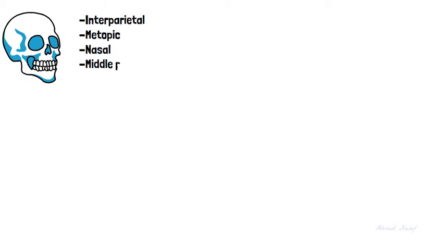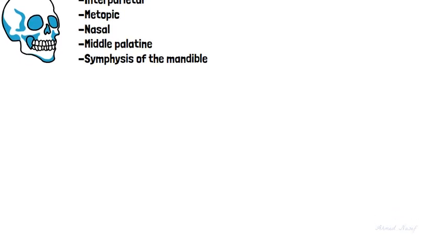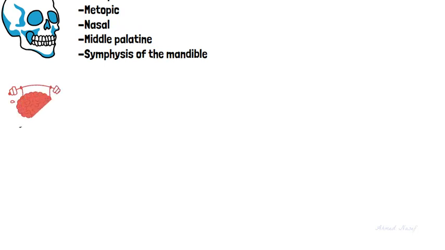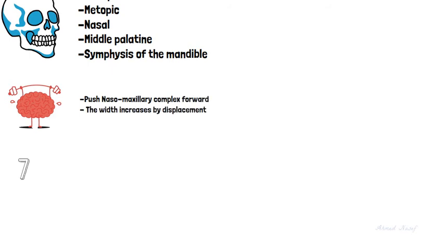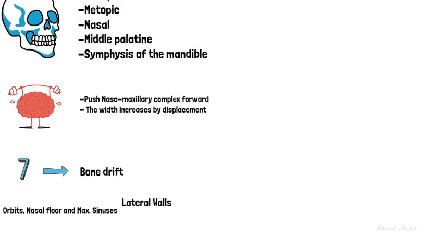This is because in the early stages of growth, the skull is divided into 2 halves by several sutures and the mandibular symphysis. Then as a result of the brain growth and cranial base cartilage, they push the nasomaxillary complex, and increase in width occurs by displacement as well. And then after 7 years of age, the neural growth is almost completed. This means that the pushing force of the brain stops, and further growth will be by bone drift. Finally, the orbits, the nasal walls, and maxillary sinuses will grow laterally as well by bone deposition on the lateral walls and resorption on the medial surfaces.